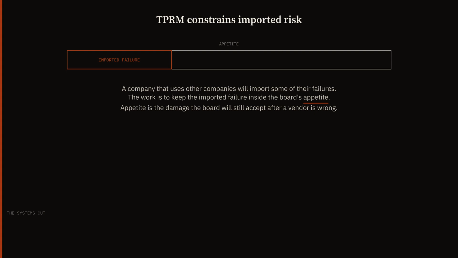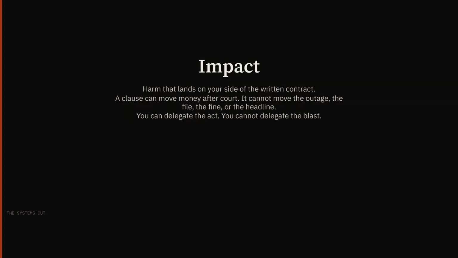A company that uses other companies will import some of their failures. The work is to keep the imported failure inside the board's appetite. Appetite is not a feeling. Appetite is the amount of damage the board will still accept after a vendor is wrong. Impact is the harm that lands on your side of the written contract. A clause can move money after a fight in court. A clause cannot move the outage, the leaked file, the fine, or the headline.